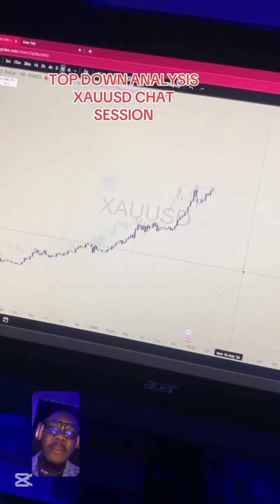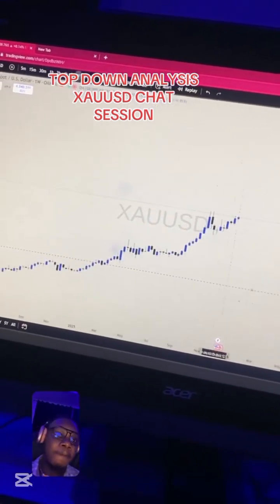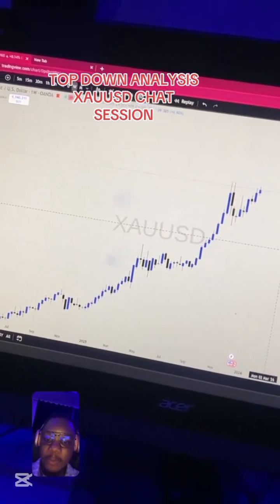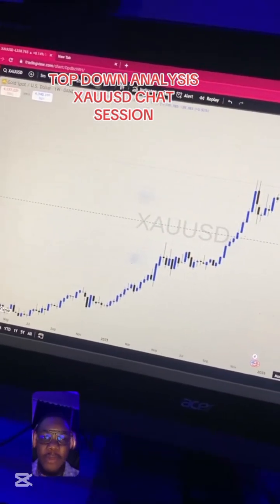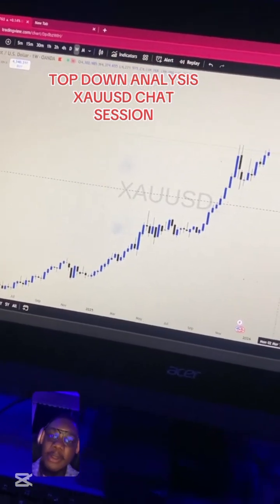Now, looking at the weekly time frame, everything looks bullish. It's pretty bullish from here, you can see. So what we're looking for is buys, unless from the smaller time frame there's a minor retracement that you can sell, but overall, gold is bullish.